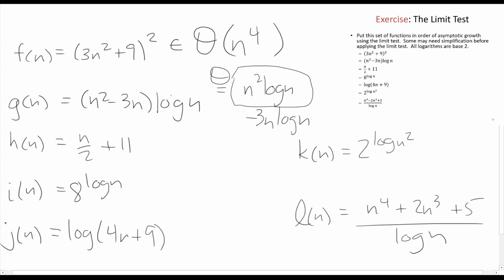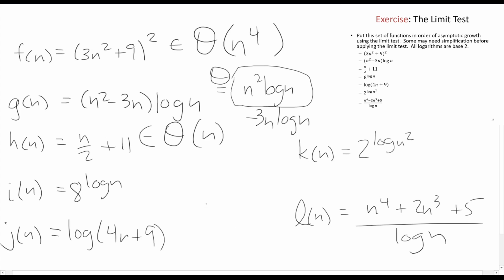Okay, so continuing along here, what about this one? This one maybe is pretty easy too. The over 2 doesn't do anything for us, neither does the plus 11. So this one is in theta of n. Okay, so again, we're keeping track of all of these.